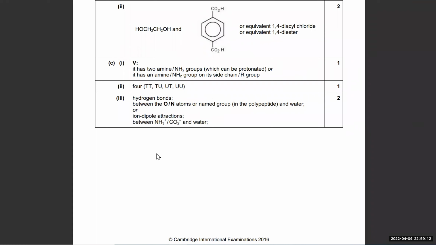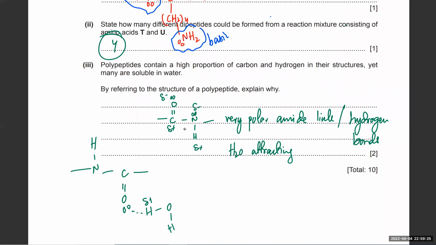Yes sir, but it could also be between oxygen and hydrogen, oxygen from water and they're saying hydrogen is the named group, so it could be the other one as well. So it could have been this positive H attracting the lone pairs from water, right? So that could have been possible as well.